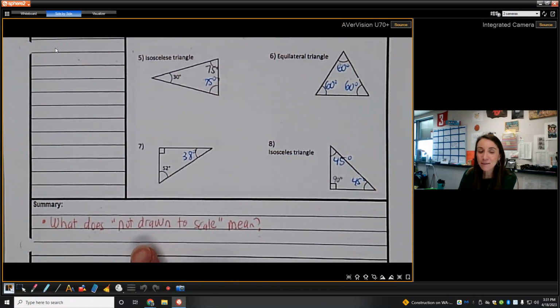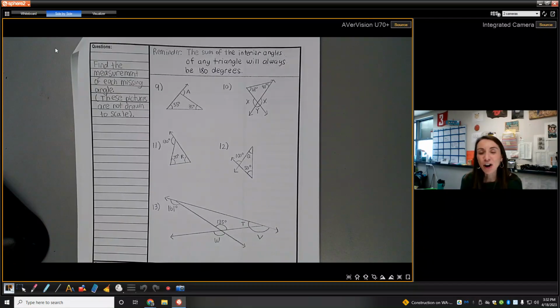Right now, I want you to take a moment and respond to this question within your summary spot. What does "not drawn to scale" mean? All right, for our next set of practice, we're going to bump up the challenge just a tiny bit. You're math masters, after all.